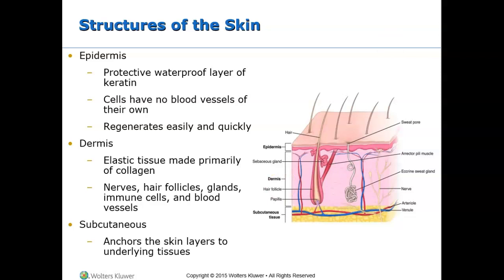The epidermis is the protective waterproof layer of keratin. This right here. And it's your first defense. Your skin is obviously your largest organ, if you remember that from A&P. It typically regenerates easily and quickly. The dermis is made up of that elastic tissue, that is collagen. And you do have nerves and hair follicles and blood vessels in this layer. And then the subcutaneous layer anchors the skin layers to the underlying tissues.